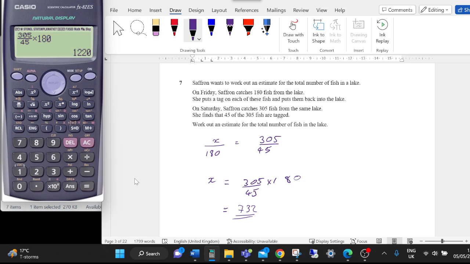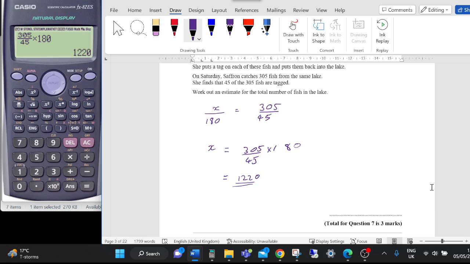There we go. So I'd just written 108 there, but then written it as 108 there. 1220. So 1220, and marks for that were A1 for the answer. We've then got a P1 and a P1, P1, and then for setting up any ratio, P1. And you could have set it up as 180 over n is equal to 45 over 305 and rearrange that. That would work just the same.